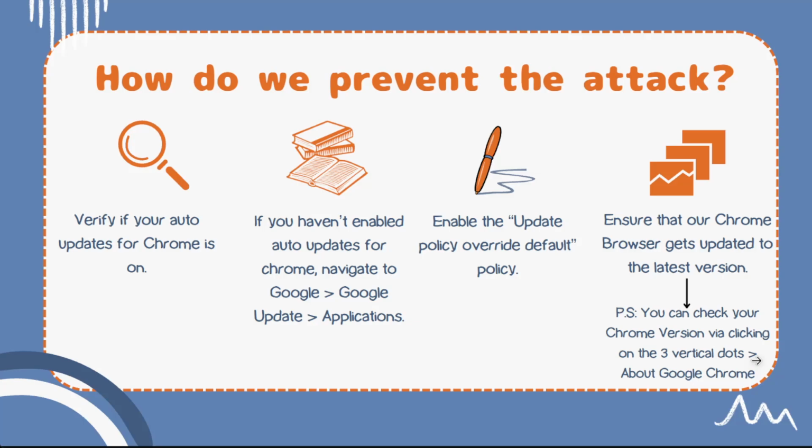We should first verify if our auto updates for Chrome are on. If we haven't enabled them, we should go into Chrome, Google Update Applications, then enable update policy, override default policy, and ensure that our Chrome browser gets updated to the latest version. We can check our Chrome version by clicking on the three vertical dots on the top right whenever we are in Google Chrome, and pressing About Google Chrome to check our Chrome version.